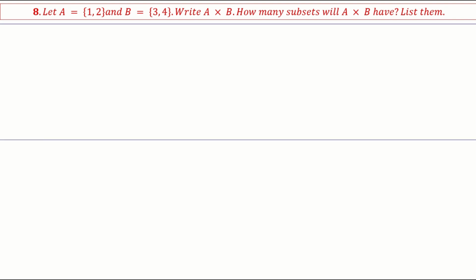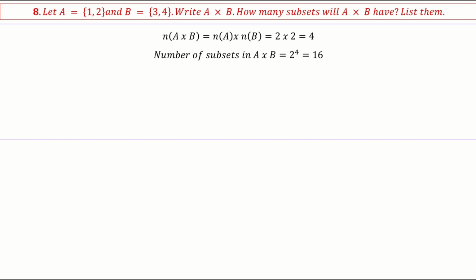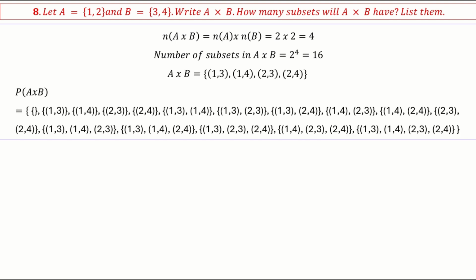Yeah, how many subsets of A cross B? First, you write A cross B. A cross B will have 2 into 2, right? 2 elements in each set. So 2 into 2, 4 elements are there in A cross B. Number of subsets of A cross B is 2 to the power of 4. We already know subsets from when we learned sets. If n is the number of elements in set A, then 2 to the power of n is the number of subsets possible. And these are all the subsets.